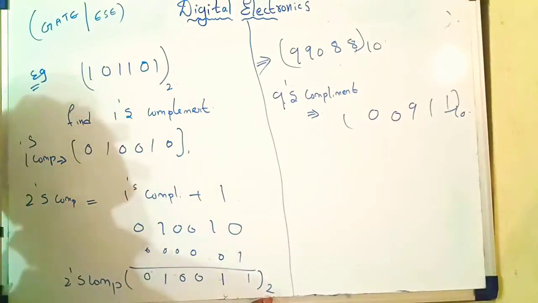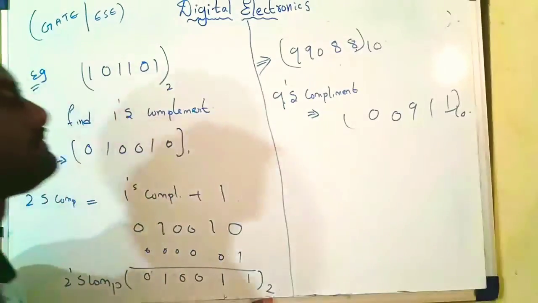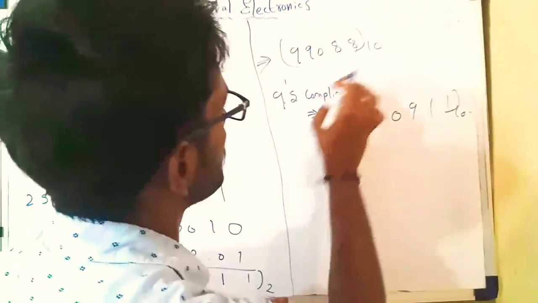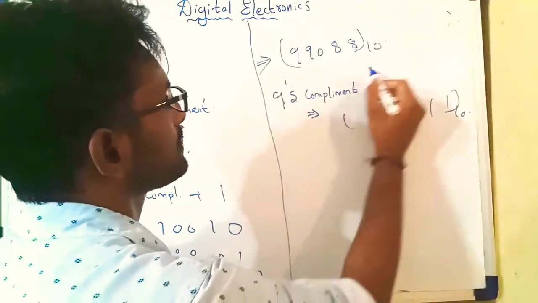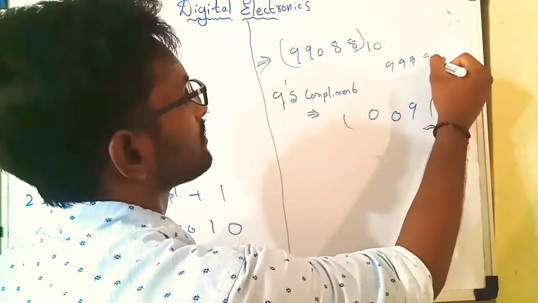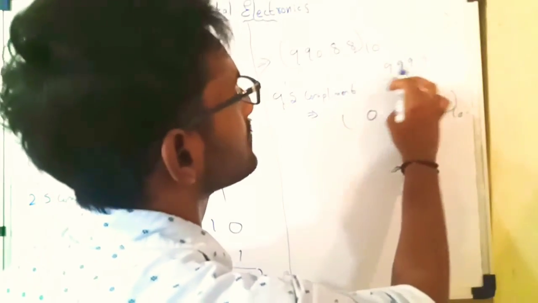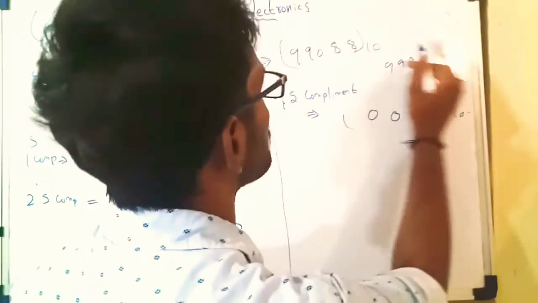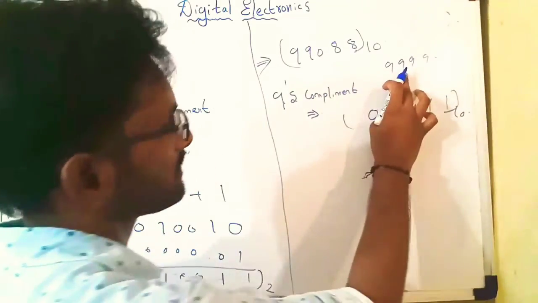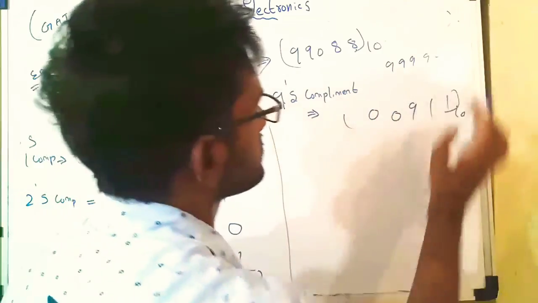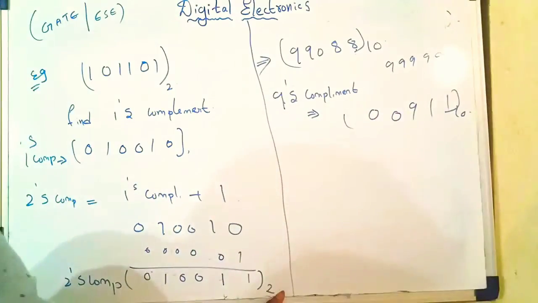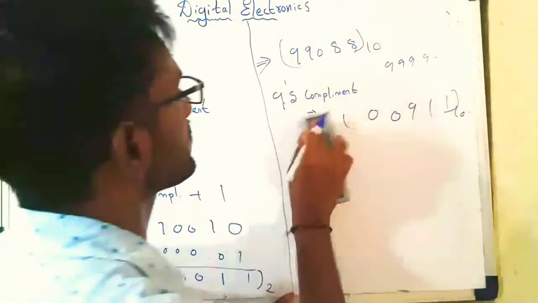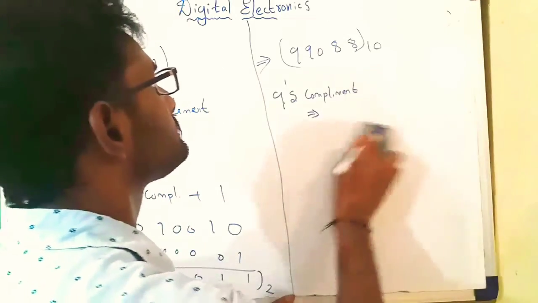For simply finding the 9's complement, just subtract the number from the number made of as many 9s as there are digits. Here 5 digits, so 99999. Subtract this number from that number, and we get the 9's complement. Remember this directly instead. We'll take another example.